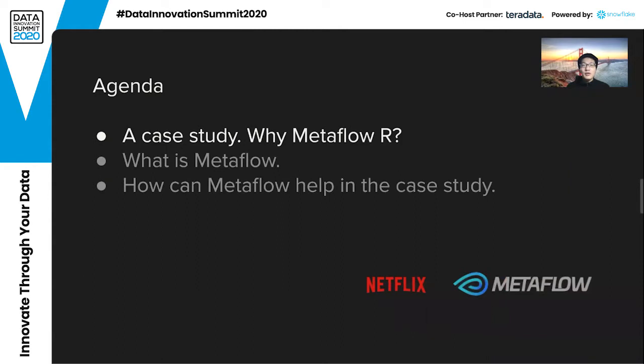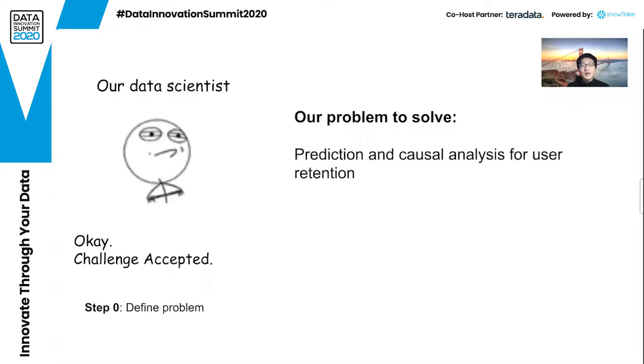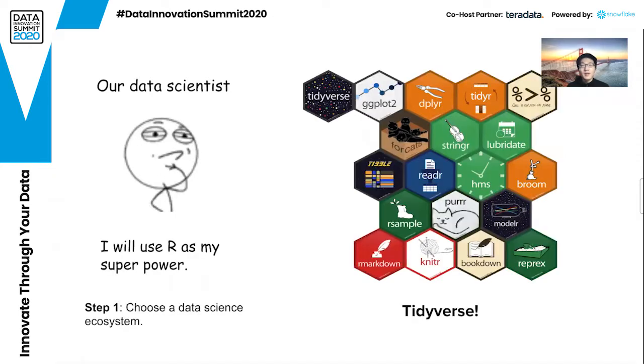Let's first go through a case study for developing data science projects in R. Here is our data scientist. Our first step is to define the problem. In our case, let's say, for example, we're working on prediction and causal analysis for user retention. The next step is to choose the data science ecosystem for our project. Here, our data scientist decides to use R.